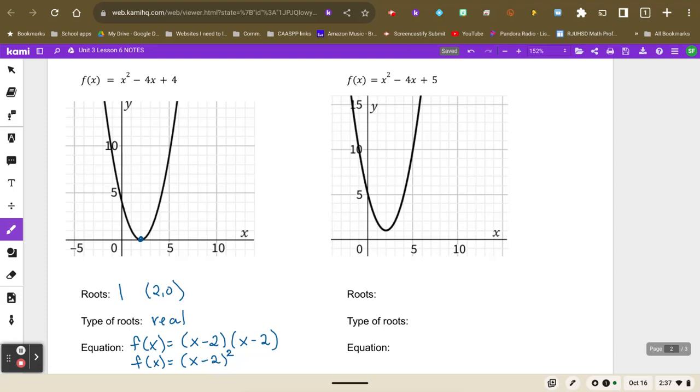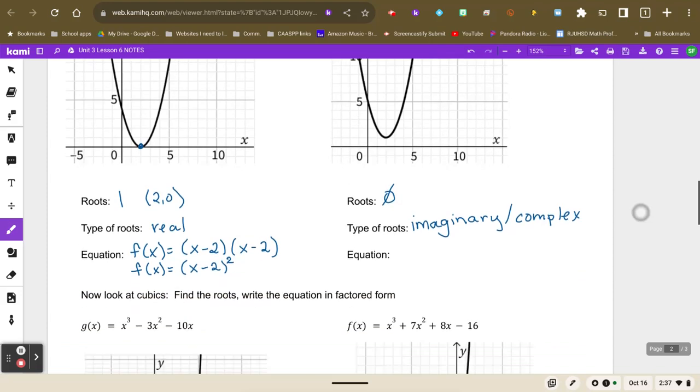Now, if we look at the next one, we can see it does not cross the x-axis at all, so it does not have any real roots. But if we did have some roots, they would be imaginary or complex. This is when we had a negative inside the square root. When we were doing the quadratic formula, you would have an i in there, an imaginary number.